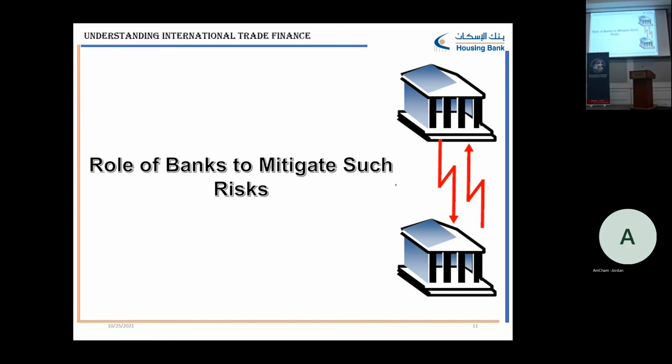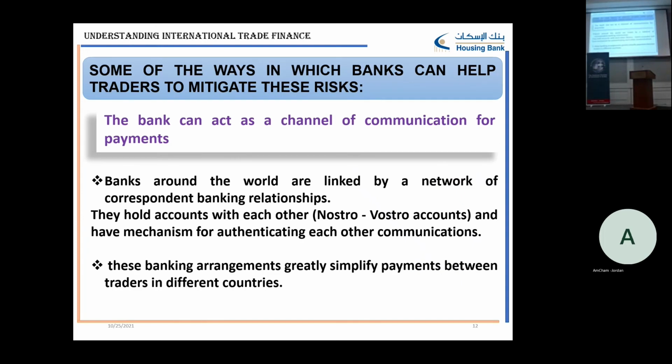So what is the role of banks in taking such risk? Actually, the banks currently play a high role to facilitate the trade transactions between the exporters and importers, because as you know, the banks have clients, whether exporters or importers. So the banks can play a high qualitative role to facilitate trade transactions between both parties. How can that happen? The bank can act as a channel of communication for payments. If I am a Jordanian exporter and ship goods to the USA, then the US importer needs to pay me. How can he pay me? I need money from him.